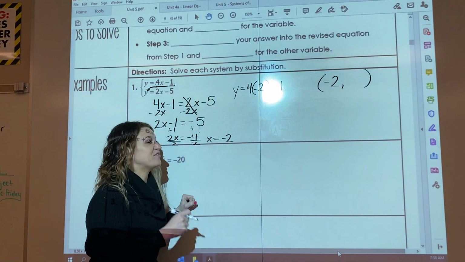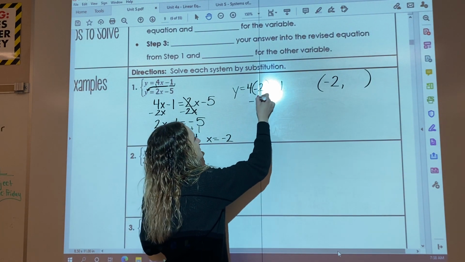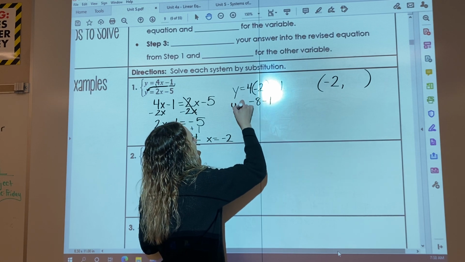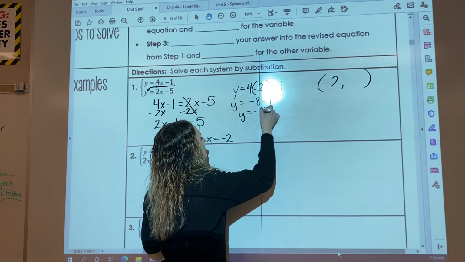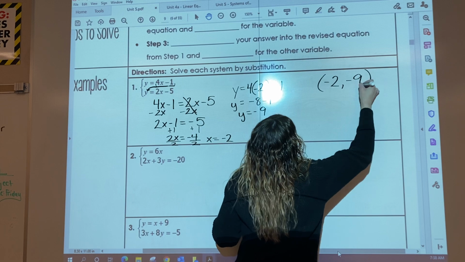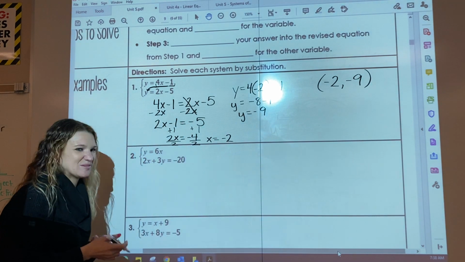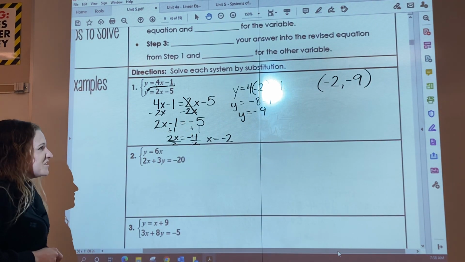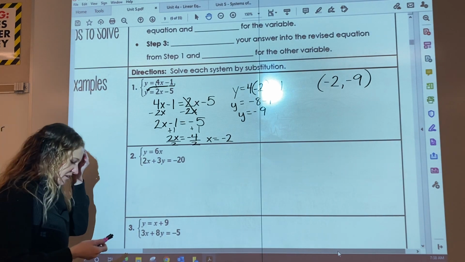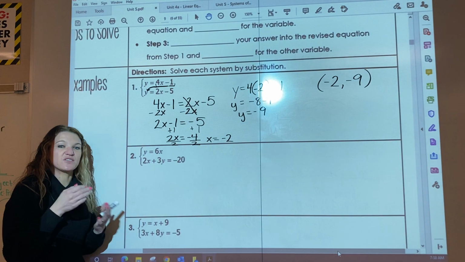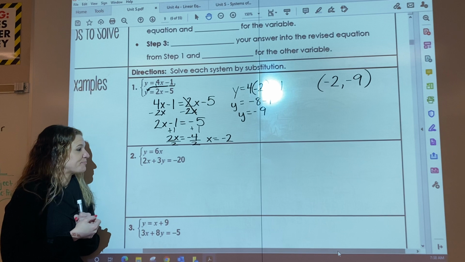Now we just have to simplify. 4 times negative 2 is negative 8. Negative 8 minus 1 is negative 9. So my final answer is negative 2, negative 9. Not too bad. That one might have been a little bit confusing, but that's okay. Let's look at the next one and hopefully that'll help a little bit.